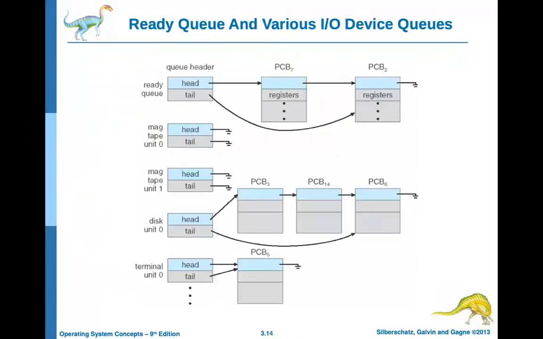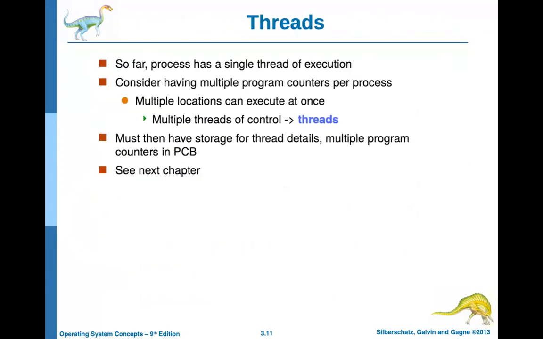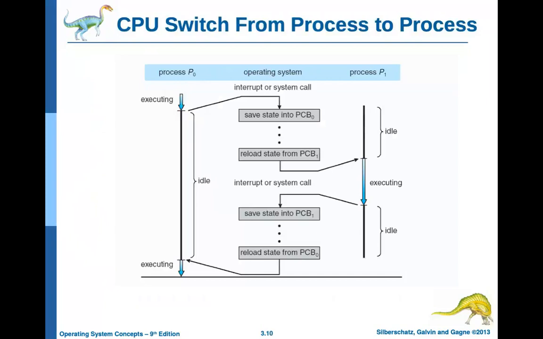The context switch, this one. The CPU switches from process to process, where the old process's state will be stored, the new process's state will be loaded, and execution of this new process starts. So this is called context switching.